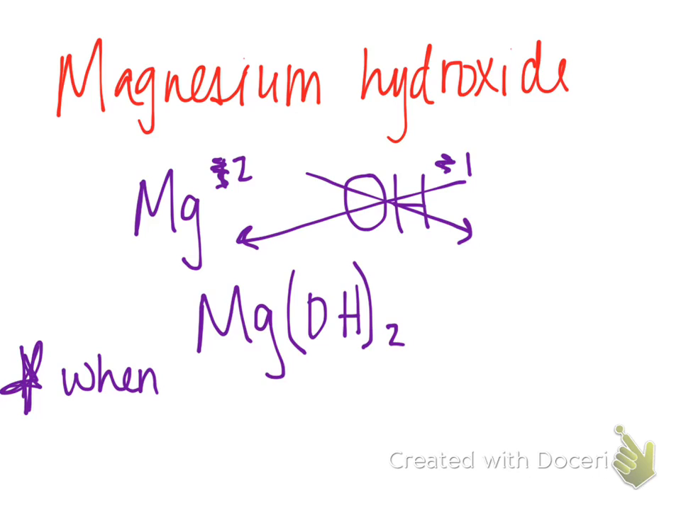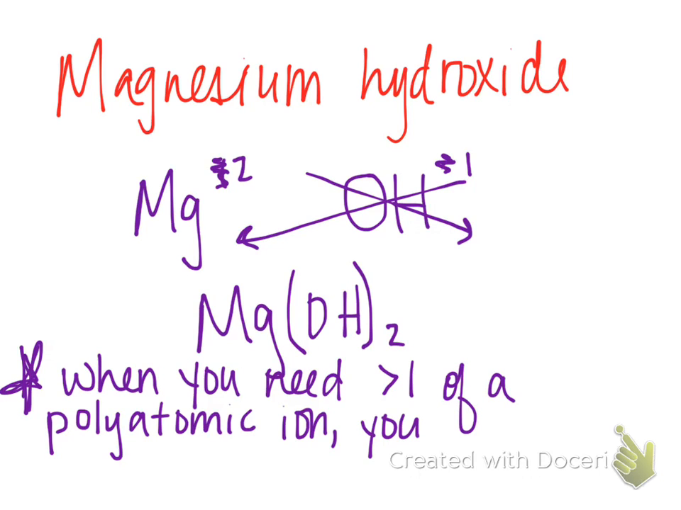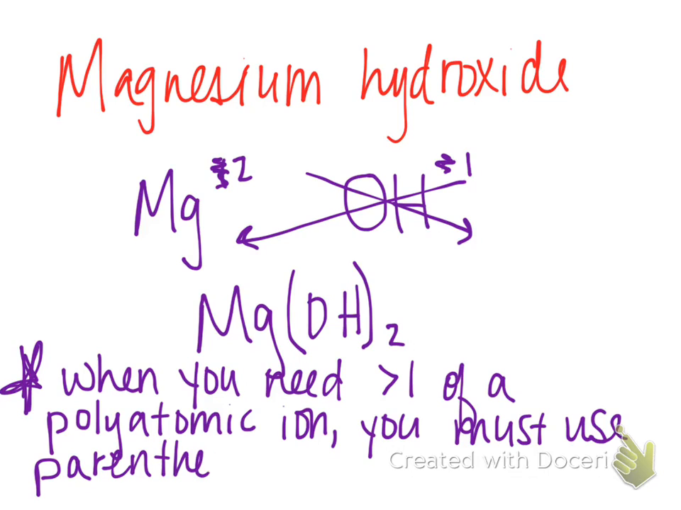When you need more than one, I'll just put greater than one of a polyatomic ion, you must use parentheses. Okay, so when you have to have more than one of a polyatomic ion, you have to use parentheses. The number outside of the parentheses is reducible. Okay, anything locked to the polyatomic ion is not able to be reduced. Okay, but outside the parentheses could be reduced. Okay, so if you want to write that down underneath of it, maybe that would be a good idea. Okay, outside the parentheses can be reduced, inside cannot.